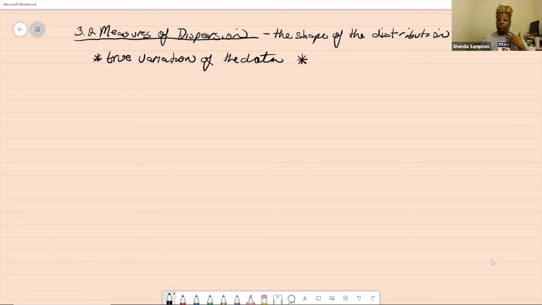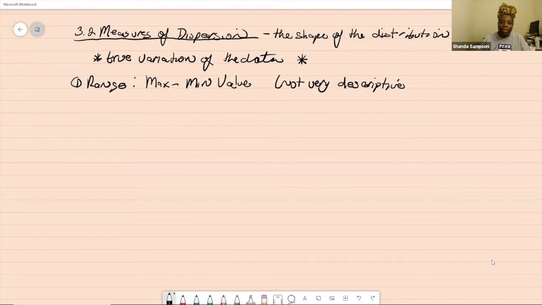So let's go through these measures of dispersion, the important measures of dispersion. The first measure of dispersion, we call it the range. And the range is just your max value minus your min value. So in your data, you have a maximum number and a minimum number. You take the two, you subtract the two, and then you get an answer. It's not very descriptive. That's what that word is. I'm not about to erase it.